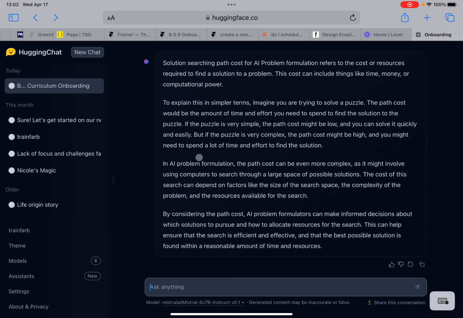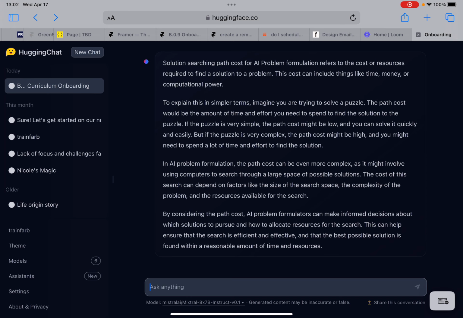Solution searching path cost for AI problem formulation refers to the cost or resources required to find a solution to a problem. This cost can include things like time, money, or computational power. To explain this in simpler terms, imagine you are trying to solve a puzzle. The path cost would be the amount of time and effort you need to spend to find the solution to the puzzle. If the puzzle is very simple, the path cost might be low, and you could solve it quickly and easily. But if the puzzle is very complex, the path cost might be high, and you might need to spend a lot of time and effort to find the solution.